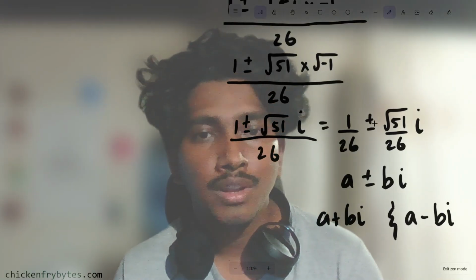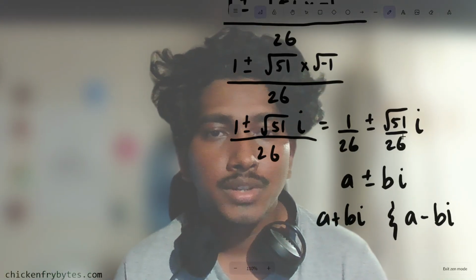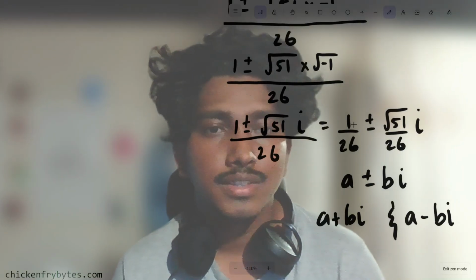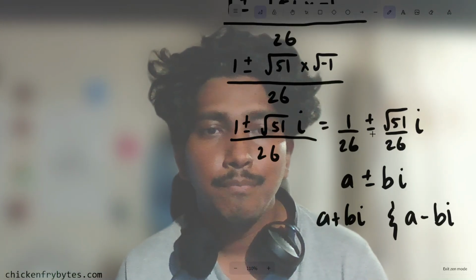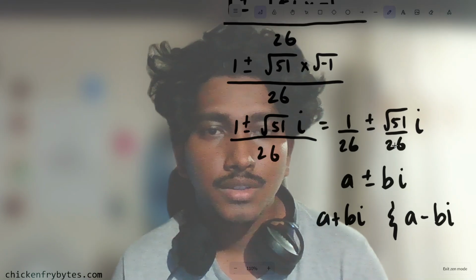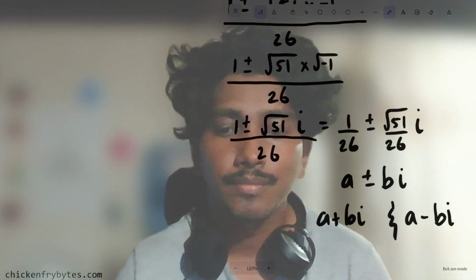So 1 upon 26 plus root 51 over 26 i, that's the first one. And the second one is 1 over 26 minus the root of 51 upon 26 i. That's it.